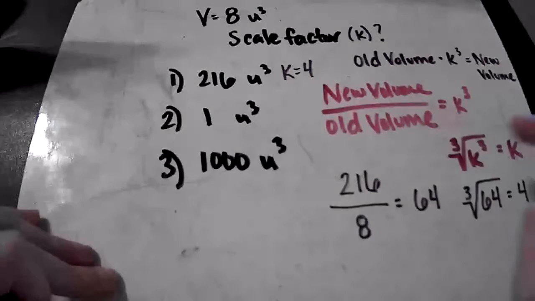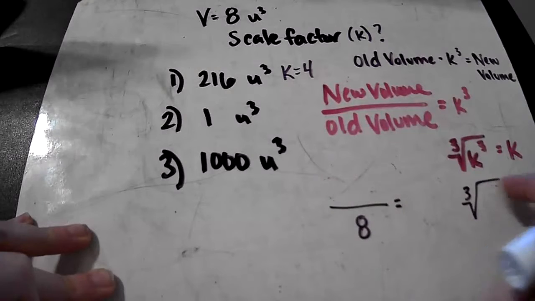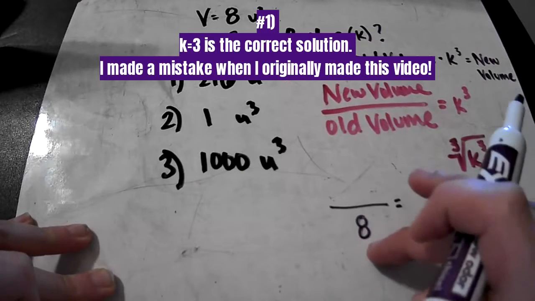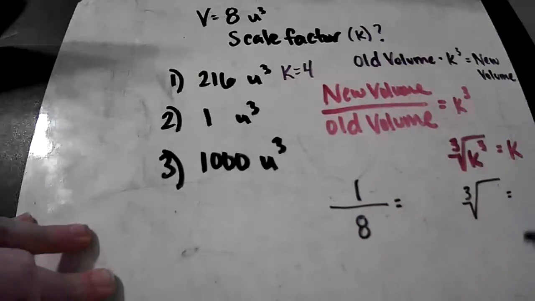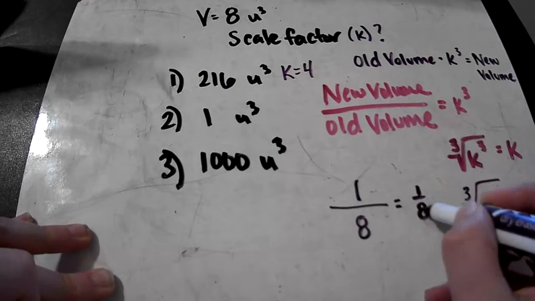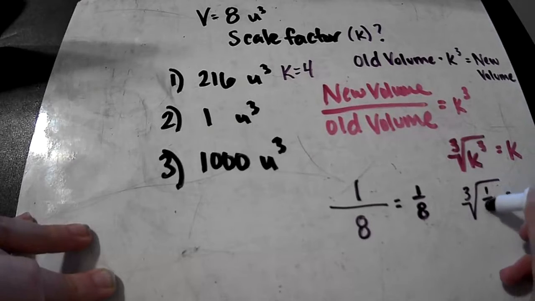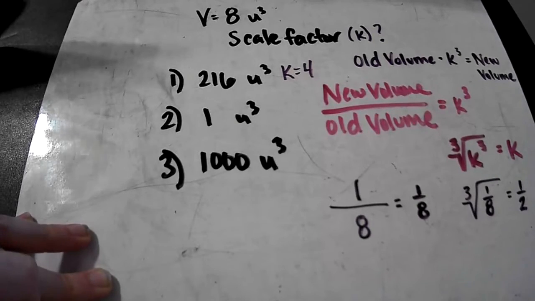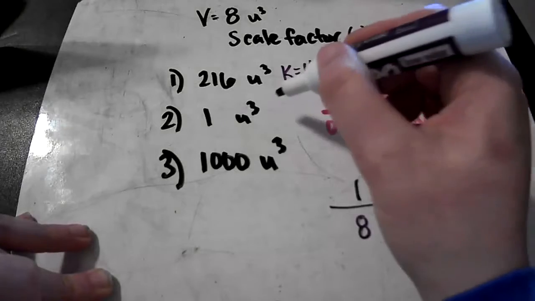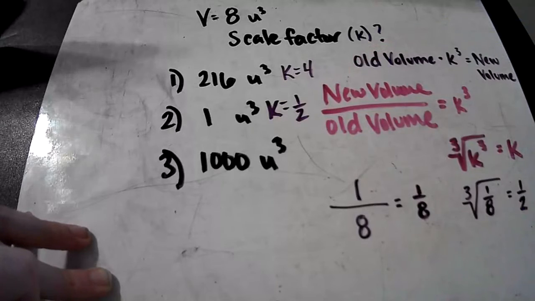Okay, now we're going to do the same thing on number 2. On number 2, our original volume is still 8. Our new volume was 1, so I'm going to do 1 divided by 8, which is going to give me the fraction 1/8. When I do the cube root of 1/8, it's going to give me 1/2, or 0.25. So on number 2, our scale factor, k, should be 1/2, or 0.5.